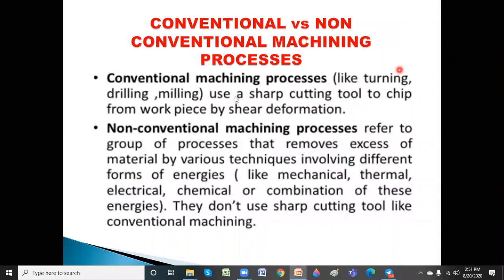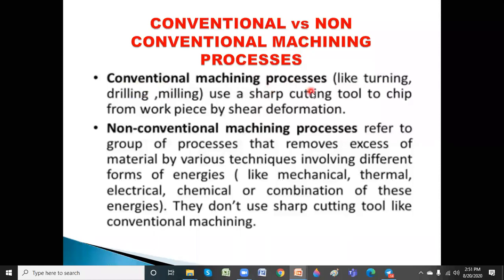Now, what is basically conventional versus non-conventional machining process? I think up to now, what you have studied is conventional machining process. I'll just give you the difference. Non-conventional machining process can also be called non-traditional machining process, or a modern manufacturing process. So a modern manufacturing process is like your non-conventional or non-traditional machining process. Now, what exactly is a conventional machining process?